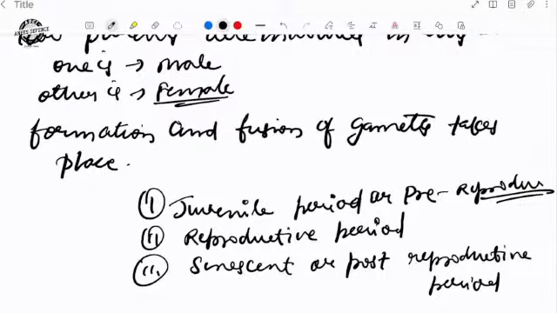What does this mean? Juvenile period means before reproduction. Before reaching reproduction, till that time. How are we going to understand which time is considered the reproductive part? The reproductive part comes into these flower plants, these fruiting plants. How are we going to consider it? How are we going to say?